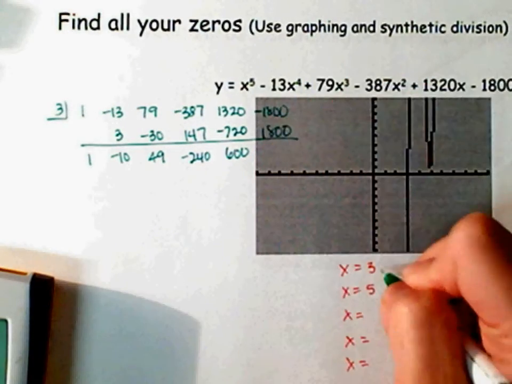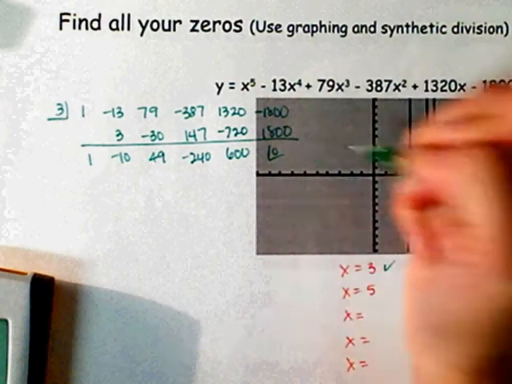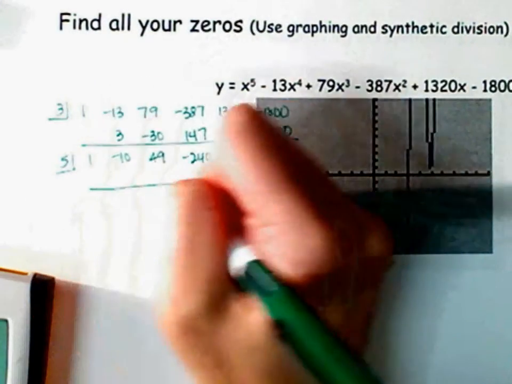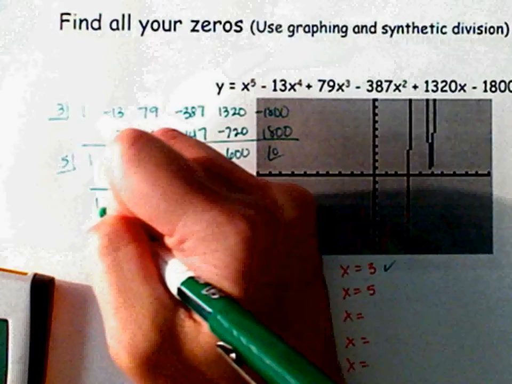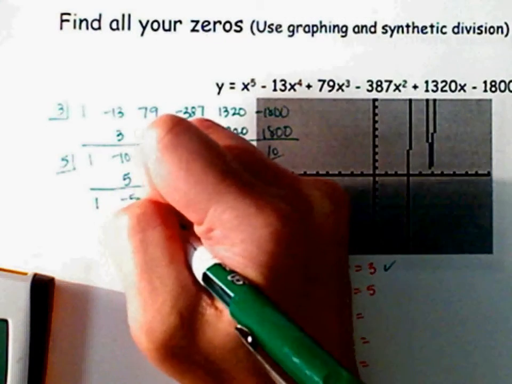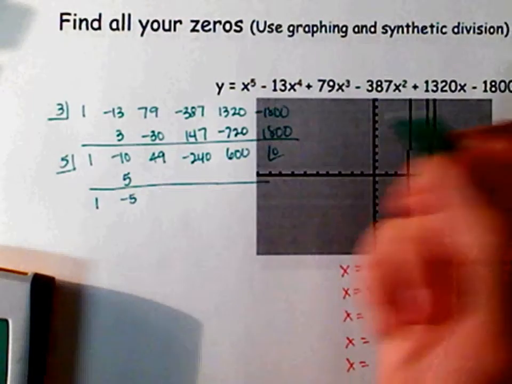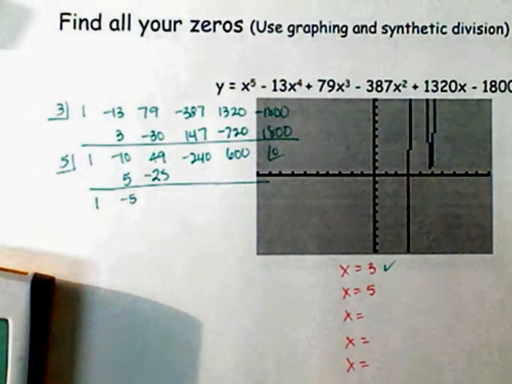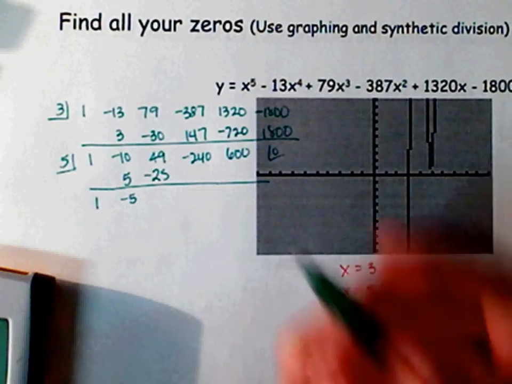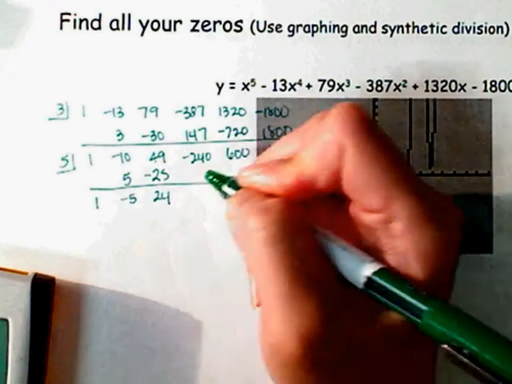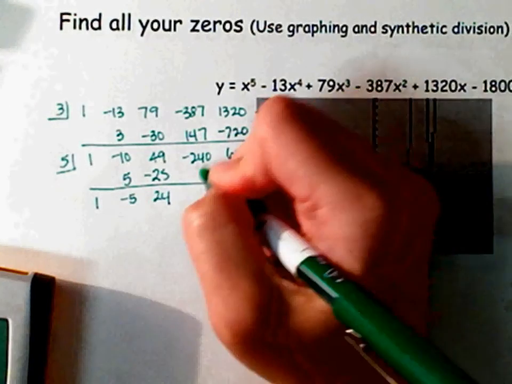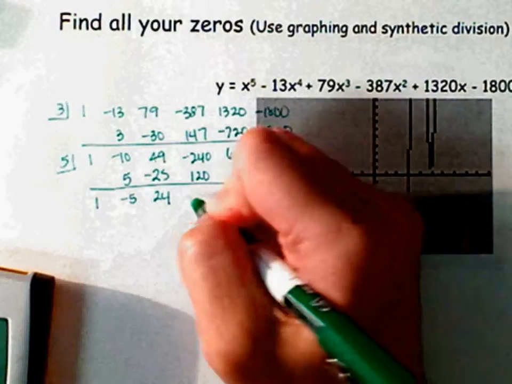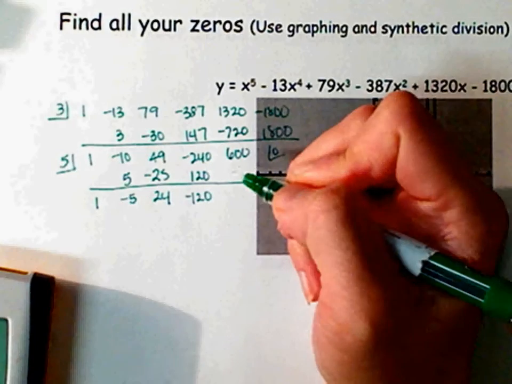Okay? Let's try 5. Alright, same thing. 1 times 5 is 5. Add gives you negative 5. Negative 5 times 5 is negative 25. So 49 minus 25 is 24. Times 5 is 120. Minus 240 gives you negative 120. Times 5 is negative 600. And there you have your zeros.